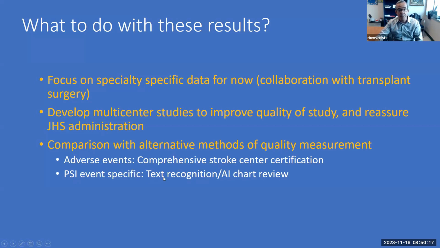And then for PSI event-specific detection, we do want to look at both text recognition and AI-assisted chart review mechanisms, which Jackson is already using, if they let us. We would also potentially look at some newer tools and see if those might allow more accurate assessment by the government and by other providers without having to have 2 attending neurosurgeons and a hospital CMO read charts.